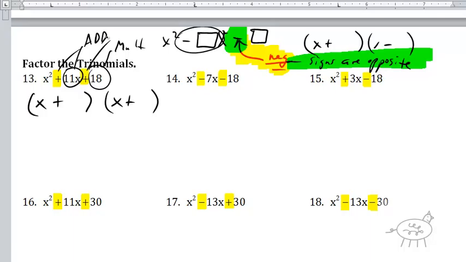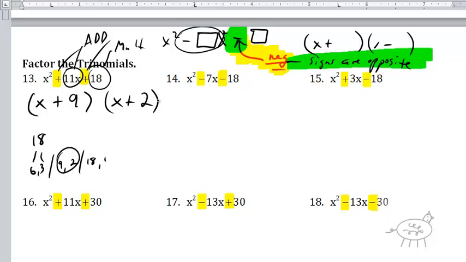So think about what multiplies. Let's come up with possibilities for 18. 18 can be 6 and 3. It can be 9 and 2. It can be 18 and 1. So think of what numbers add to give you 11. Well, do you guys agree that 9 and 2 add to give you 11? So the answer to this problem is x plus 9 and x plus 2.